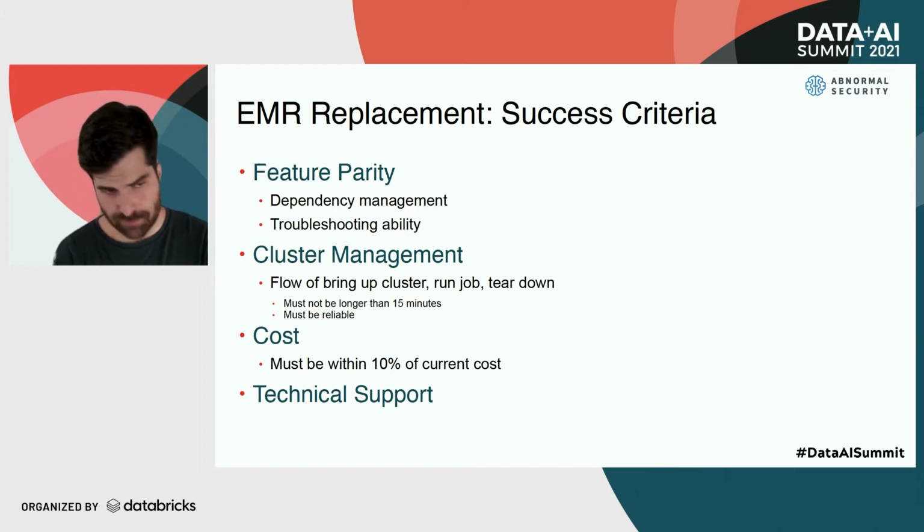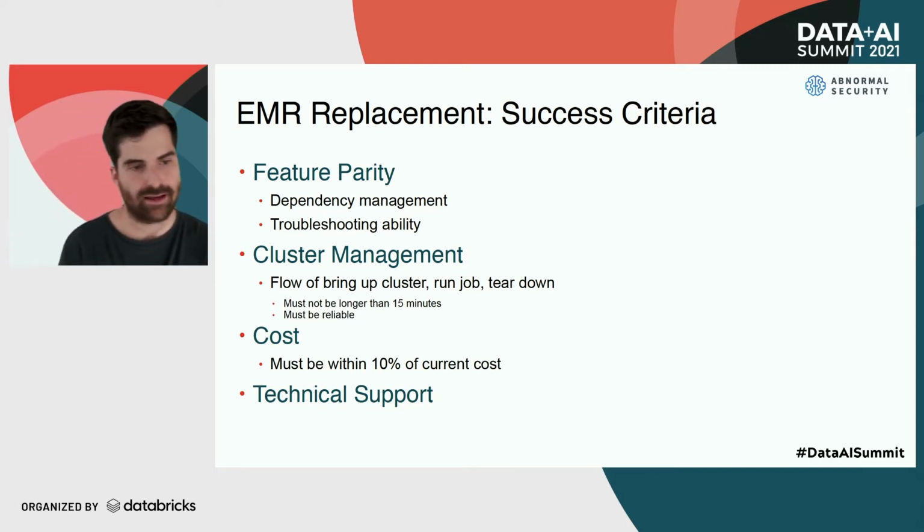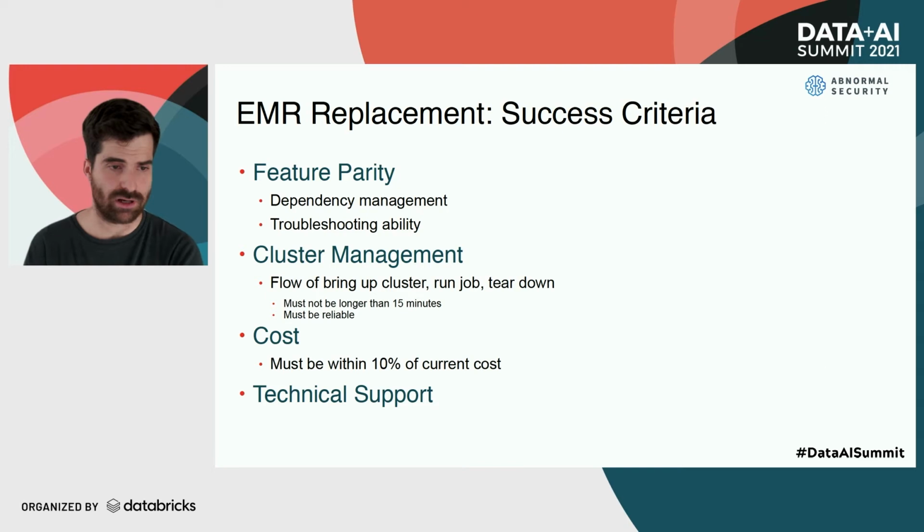Something that was important, which might be obvious, was trying to be as explicit as possible with our success criteria for EMR replacement. So we had a few different categories. We wanted, at least, basic feature parity, right? We wanted a way that we could install our Conda dependencies and manage dependencies. We wanted an easy ability to troubleshoot, view logs, Spark UIs, et cetera. The same things that we had on Yarn EMR, but it was table stakes for Databricks.